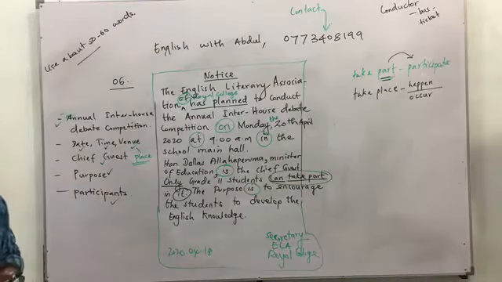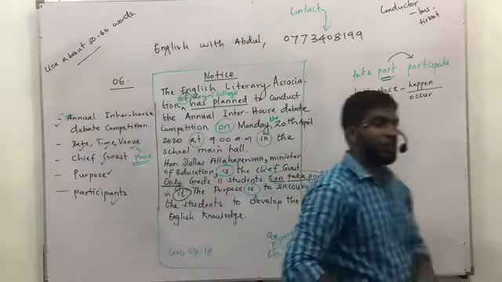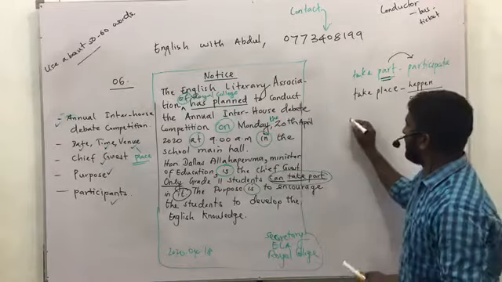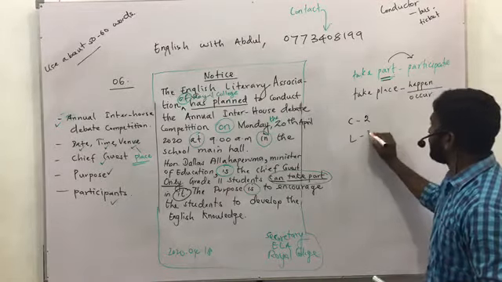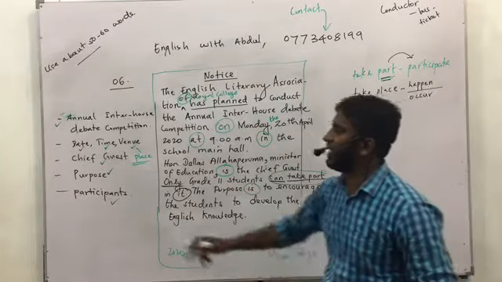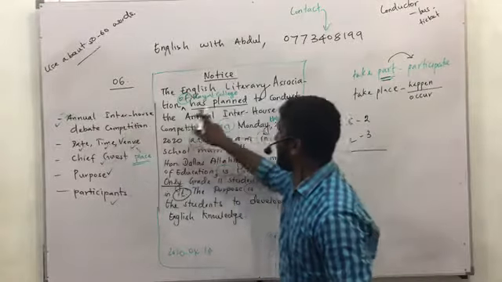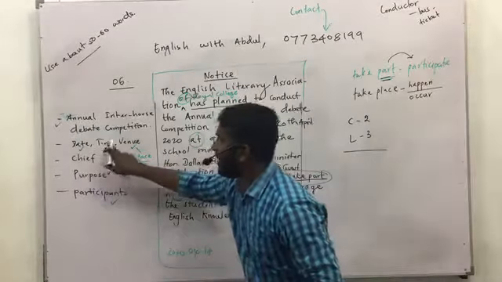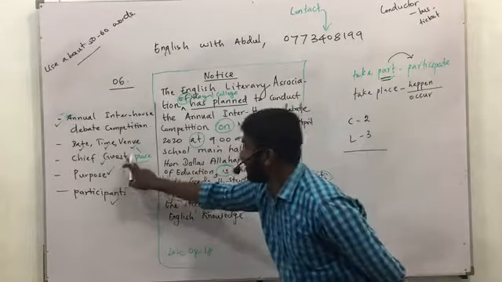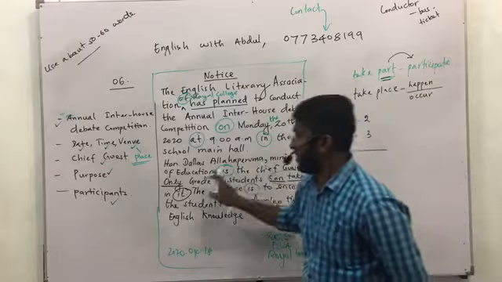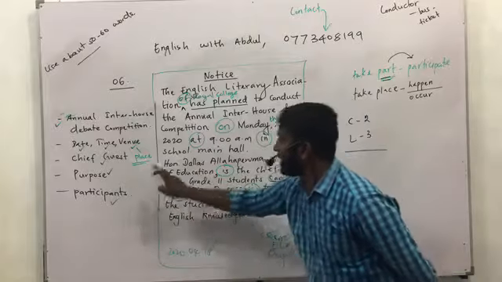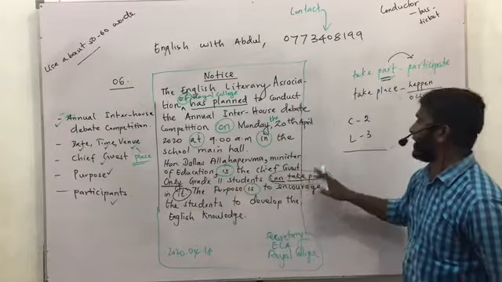Now I am going to tell you, my dear students, the examiner is going to mark. And how is the examiner going to mark you? You see here, content for 2 and the language for 3. Now you see, what is the content? The content is annual inter-house debate competition. It must be here. Date and time and venue. Here date is here, time is here, and the venue is here. And the chief guest is here, Dallas Salahaperuma, Minister of Education. Purpose is here, to encourage the students to develop the English knowledge. And the participants also here, only grade 11 students can take part in it.